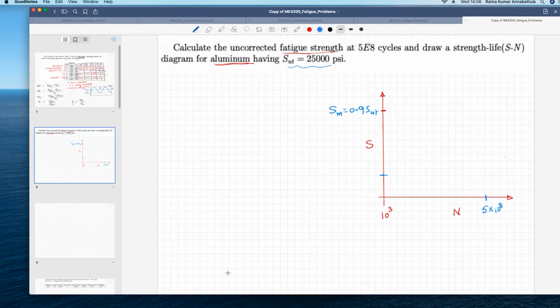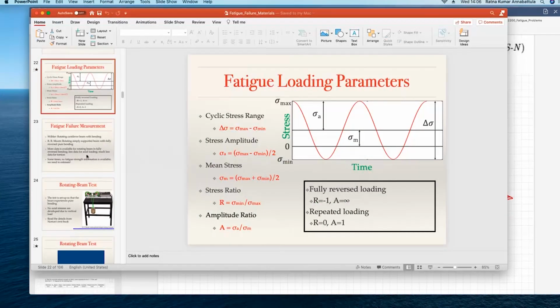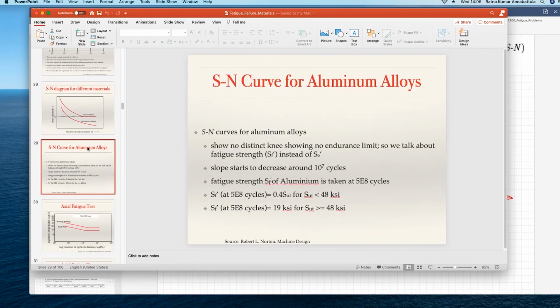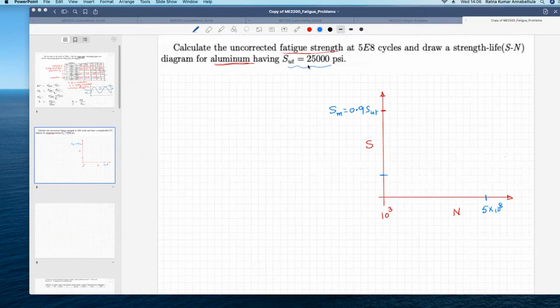If you remember, when we were talking about drawing the fatigue diagram in this slide in the lecture notes, we have shown that SF prime at 5E8 cycles is 0.4 SUT. So for aluminum, it should be 0.4 SUT if the SUT is less than 48,000 pounds per square inch. For us, SUT is only 25,000 pounds per square inch, and hence SF prime, this is uncorrected, is equal to 0.4 SUT, and that corresponds to this point.